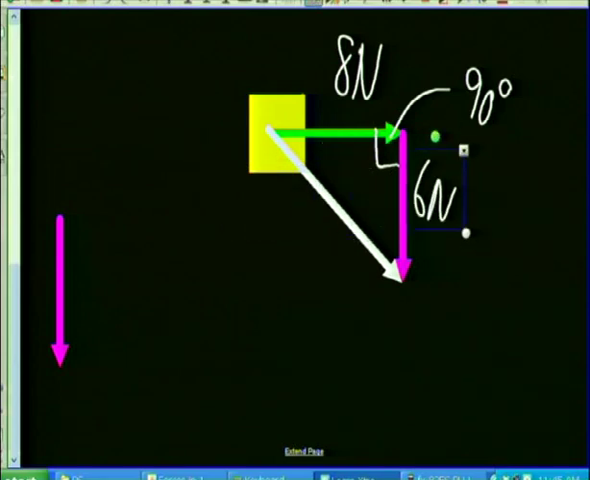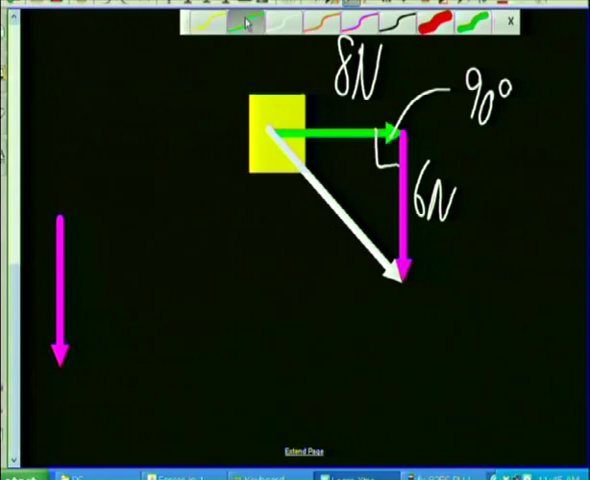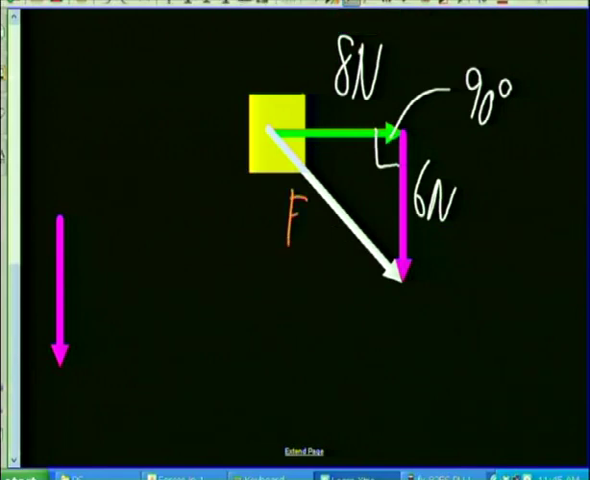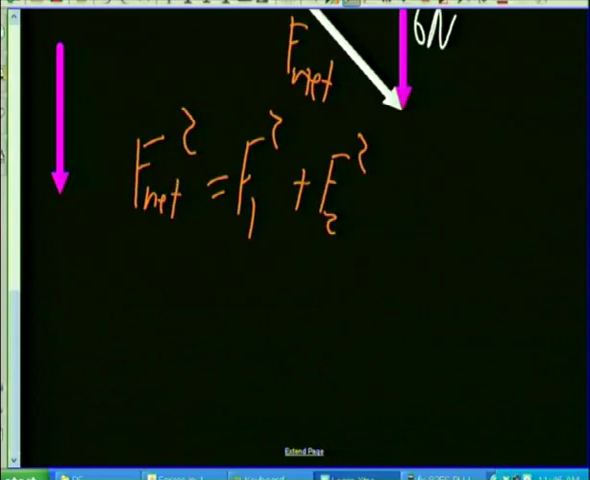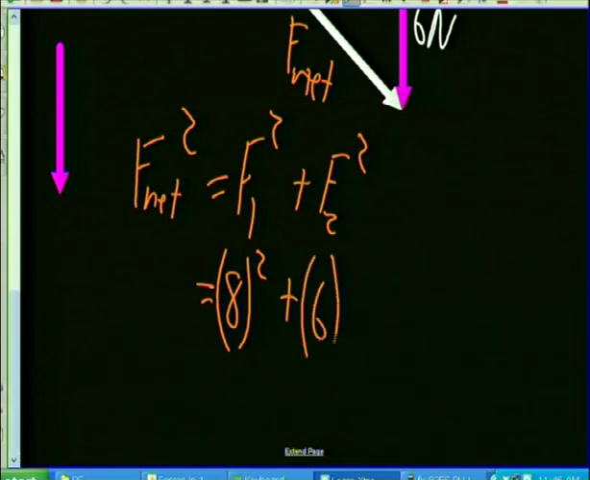We want F resultant. We're going to apply Pythagoras, and I just want to label that F resultant, or F net, as it's sometimes called. Means exactly the same thing. So we're going to say F net squared is equal to F1 squared plus F2 squared. And let's do the substitution. F1 was 8 newtons. We must square it. F2 was 6 newtons. We must square that.